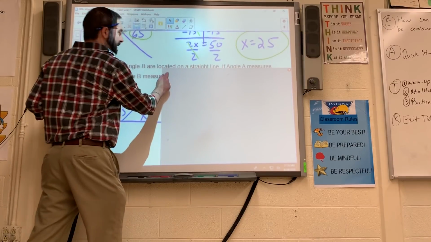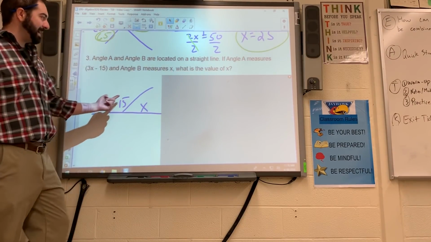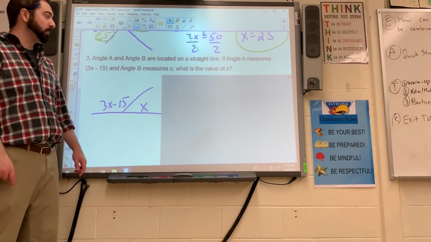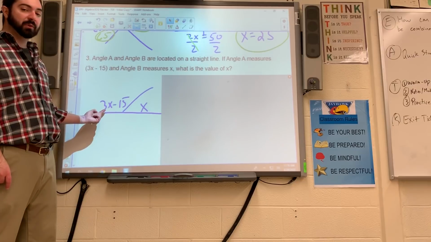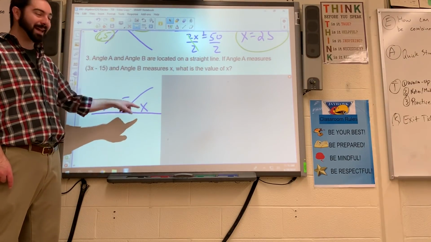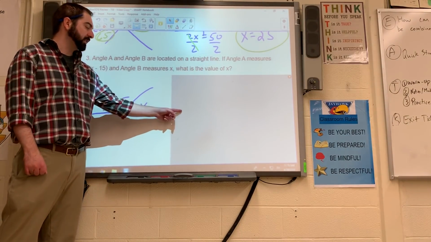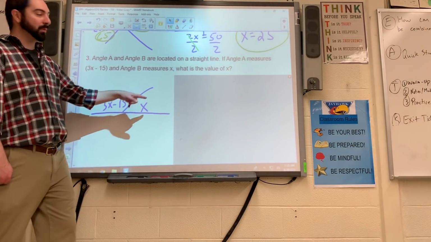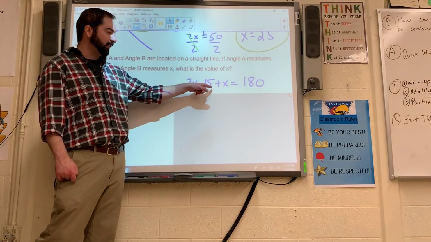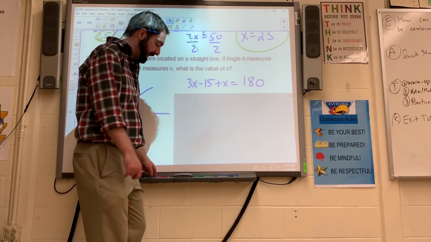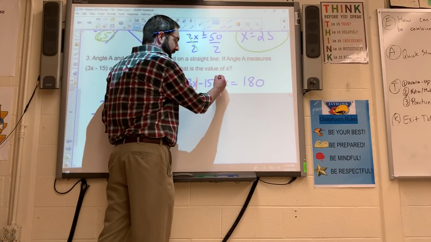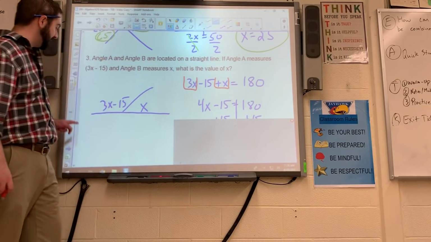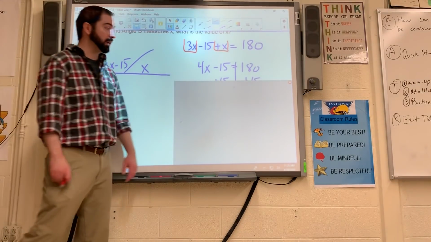Last one, number 3. It says angle A and angle B are located on the same straight line. So I drew a straight line, broke it into 2 pieces. It says if angle A is 3x minus 15 and angle B is x, what is the value of x? So again, straight lines have to add up to 180. I know that these 2 angles add up to 180. So I could say that 3x minus 15 plus x equals 180. Well, again, here I can combine some things. I have 3x plus 1x. I really have 4x minus 15 equals 180. And that's our 2-step equation we would solve.